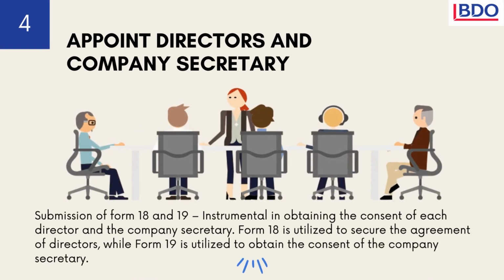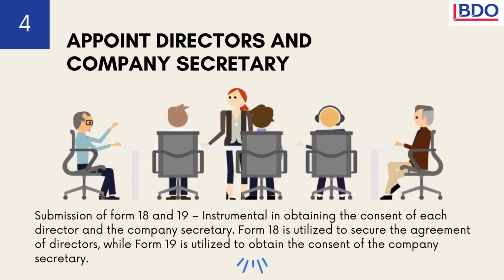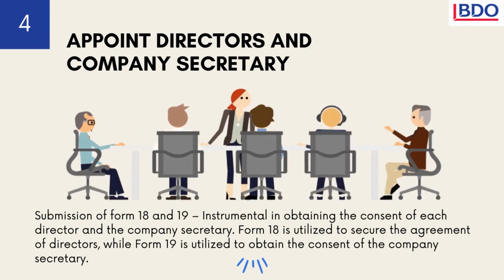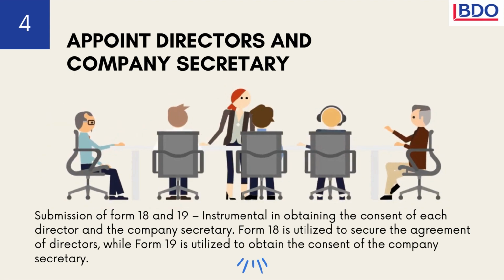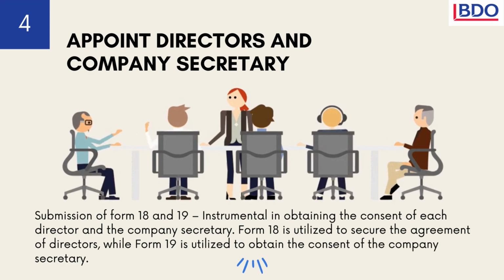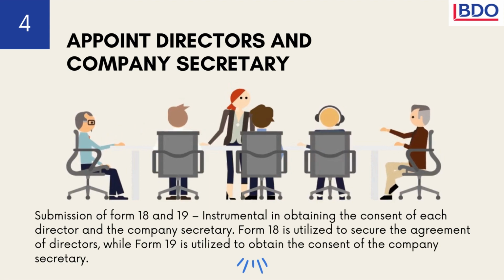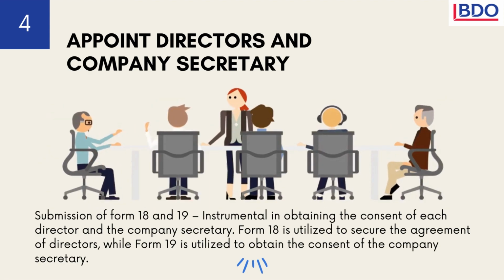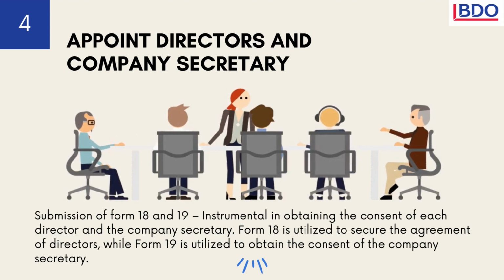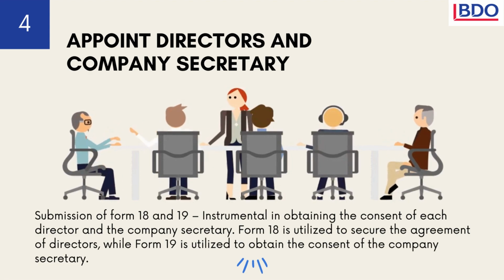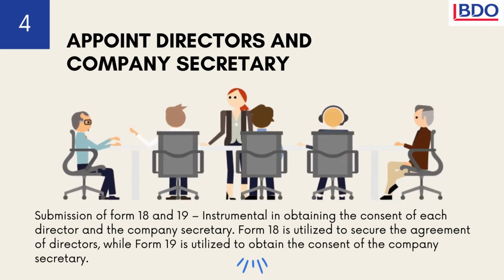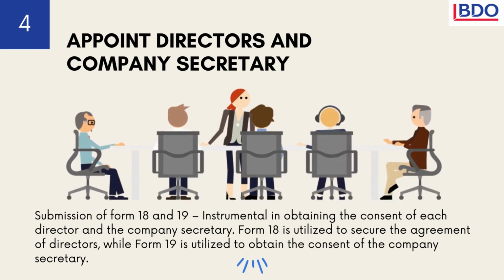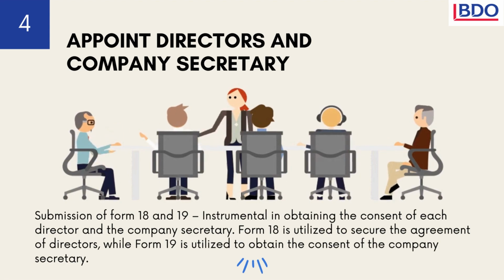Moving on to the fourth step of incorporating a company, we have the submission of Form 18 and Form 19. These forms are instrumental in obtaining the consent of each director and the company secretary to act in their respective roles. Form 18 is utilized to secure the agreement of the directors, while Form 19 is utilized to obtain the consent of the company secretary. These forms are essential in ensuring that the appointed individuals are willing to assume their responsibilities within the company.